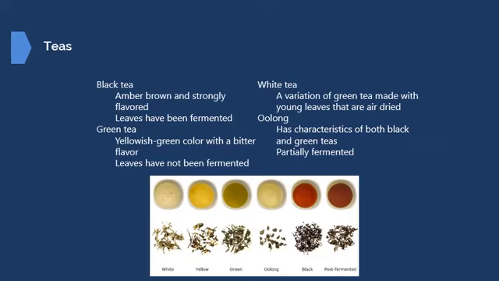White tea is a variation of green tea made from the young tea leaves that are air dried. So they're picked when they're very, very young, just budding out really, and not really getting a ton of chlorophyll yet. So they have that white color to them.